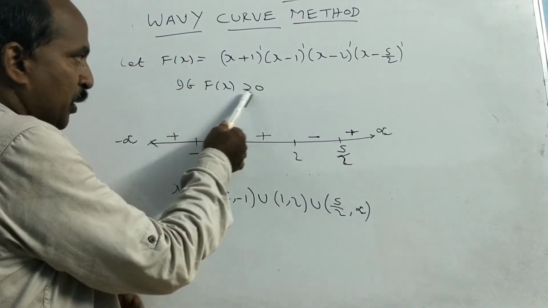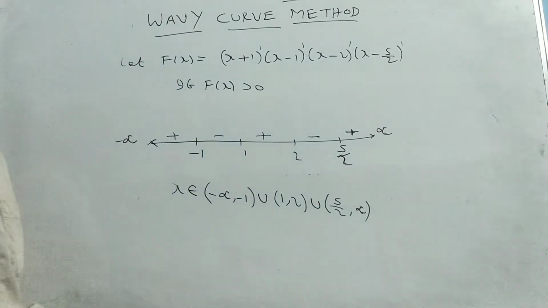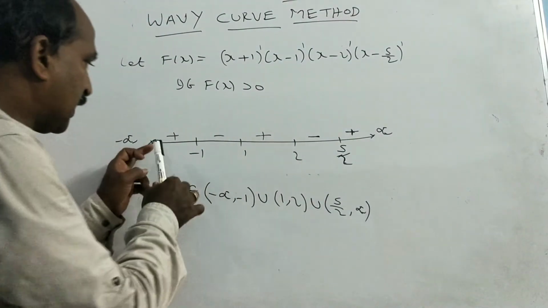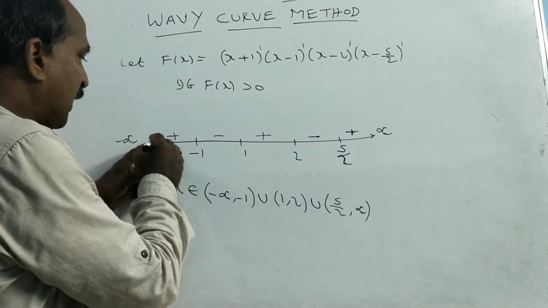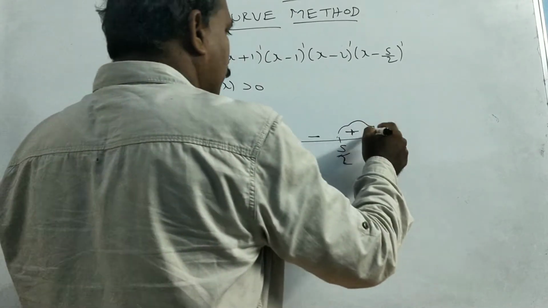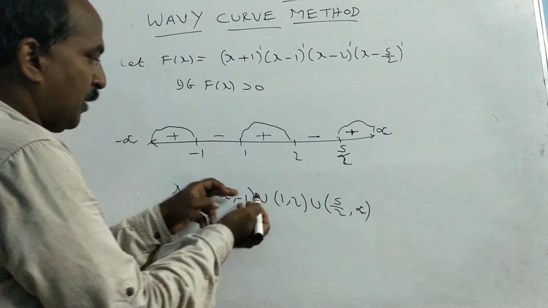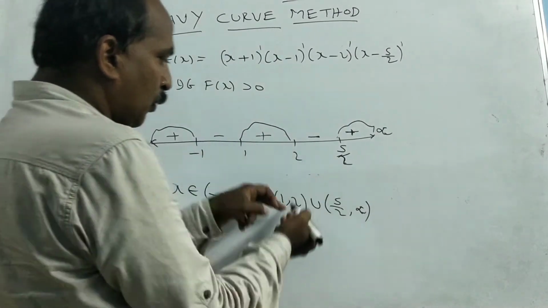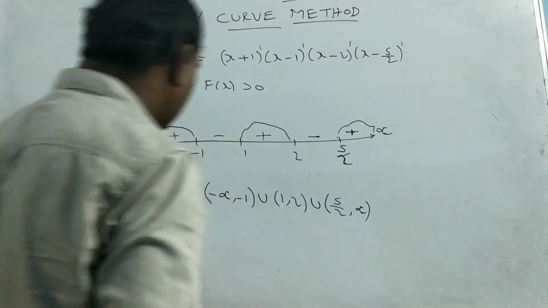If f of x is positive, then the set of values of x is the union of all intervals which contain positive sign. These three intervals contain positive sign. So if f of x is positive, then x belongs to open interval minus infinity to minus 1, union open interval 1 to 2, union open interval 5 by 2 to infinity.